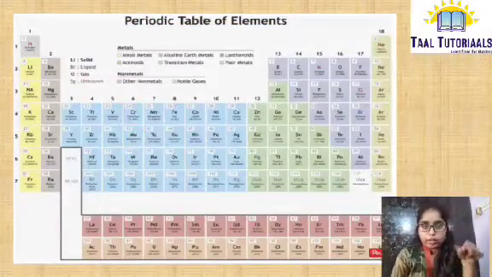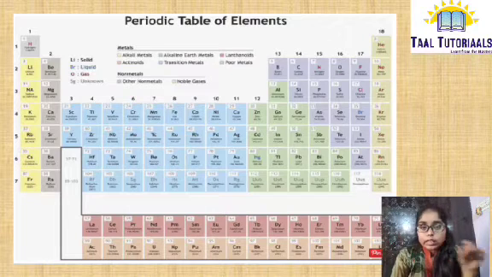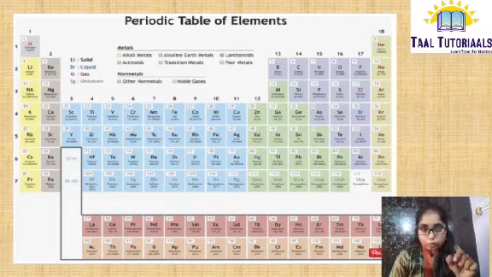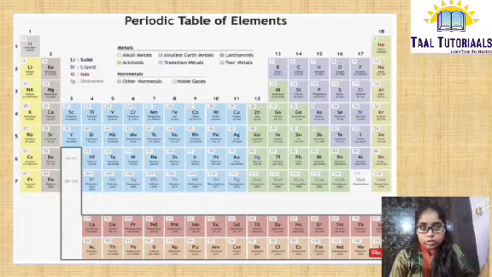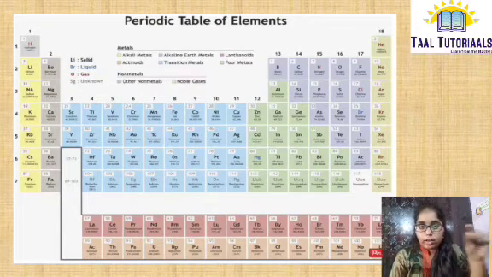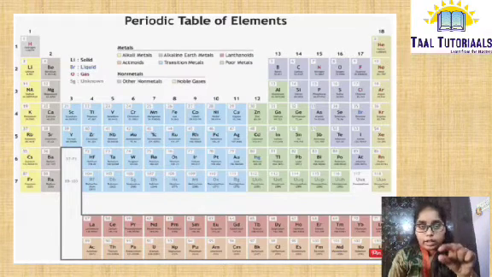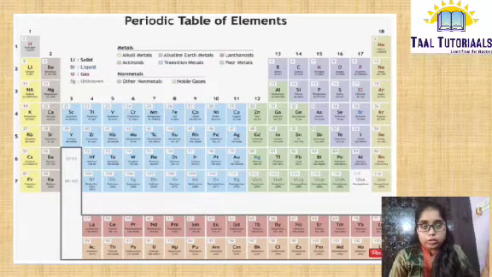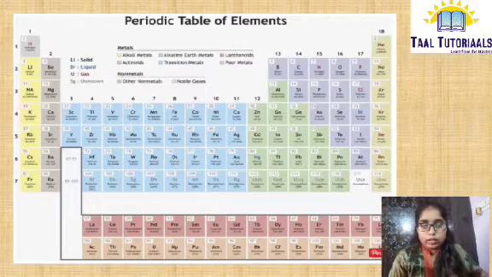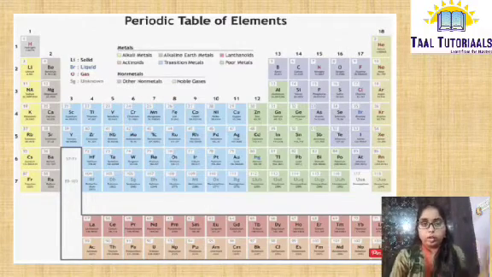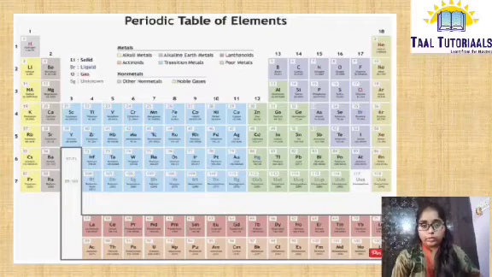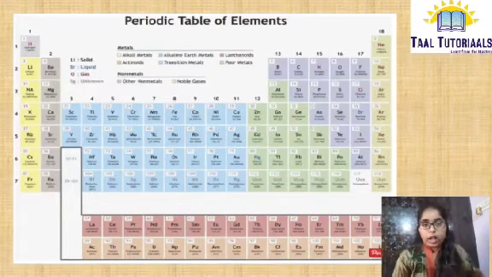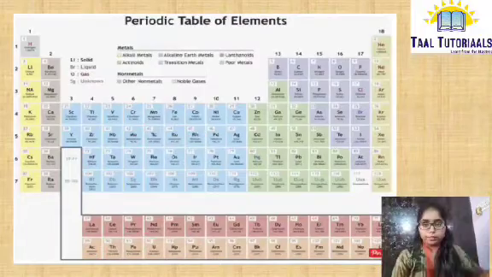In this periodic table you can see the sixth period, third group, lanthanum. You can see down there, from lanthanum, 57 to 71, and the actinides, actinium 89 to 103. These are the lanthanides and actinides. Okay.